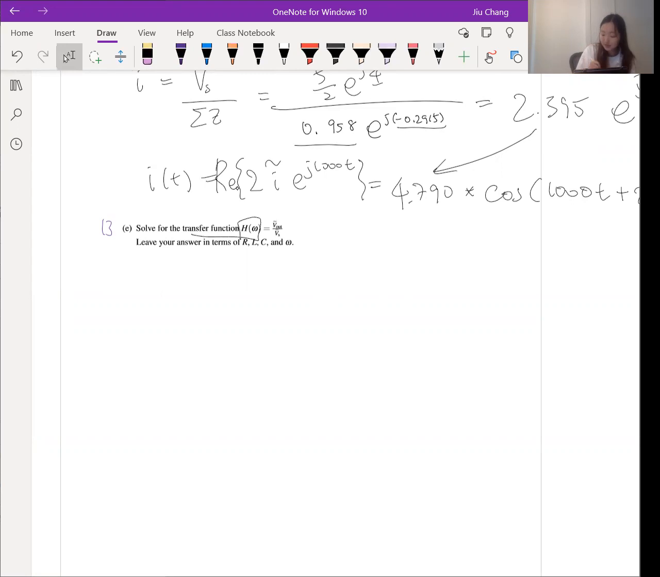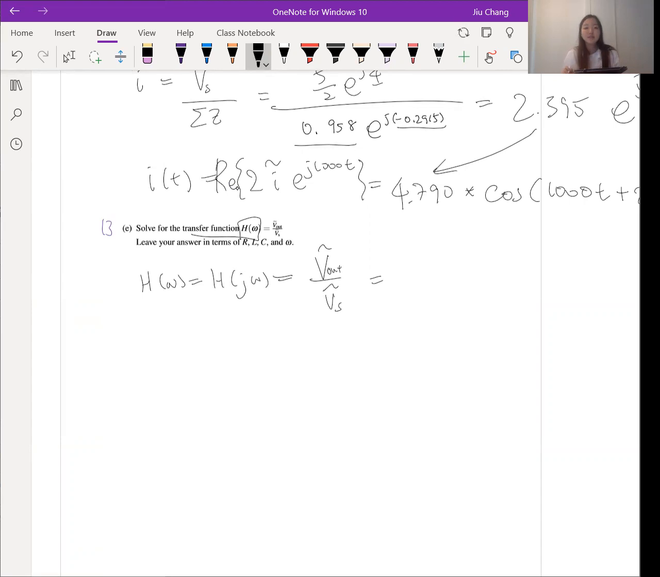the transfer function. So notice that here we use this notation with the omega. Sometimes it's used with the j. It doesn't matter. It's the same thing for this class. And this is also defined as the phasor for V out over the phasor for the Vs.